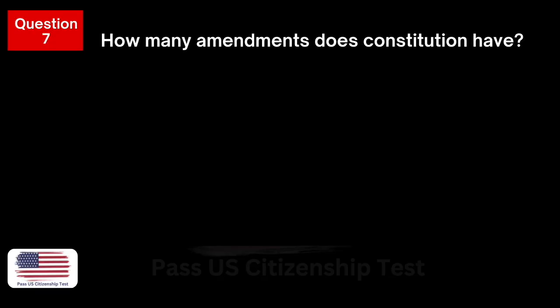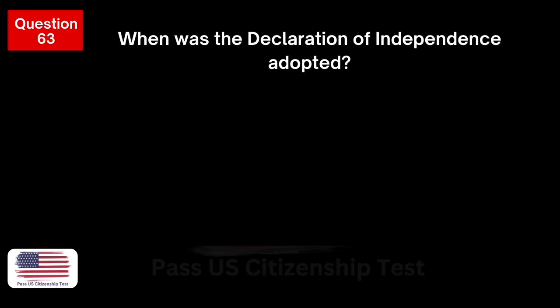How many amendments does the Constitution have? 27. When was the Declaration of Independence adopted? July 4th, 1776.